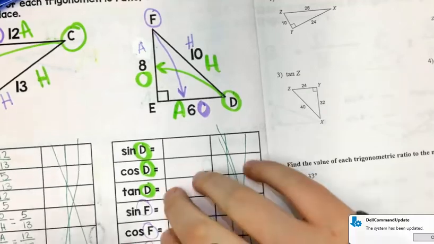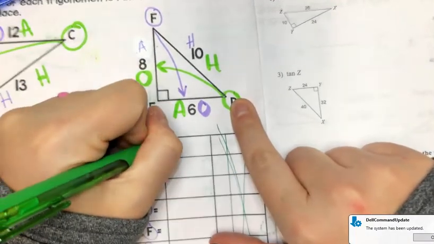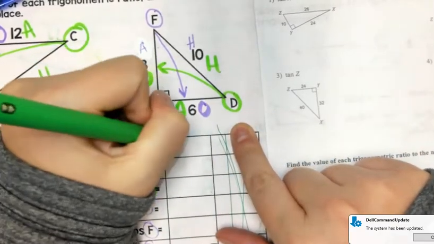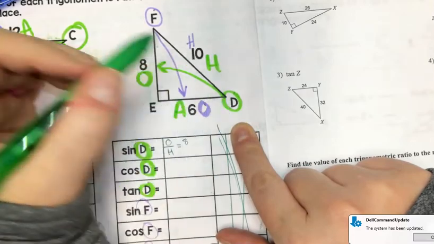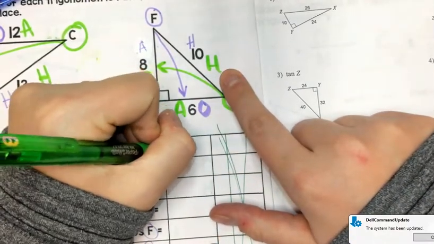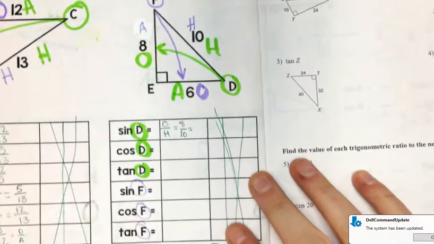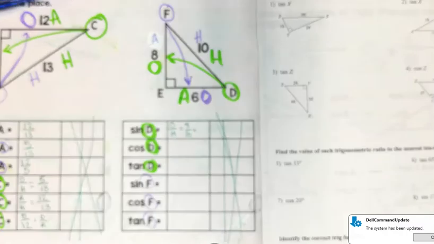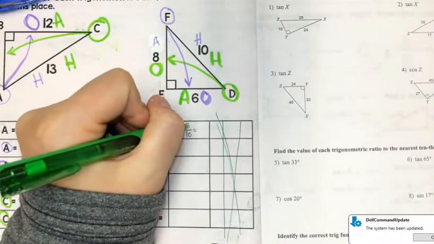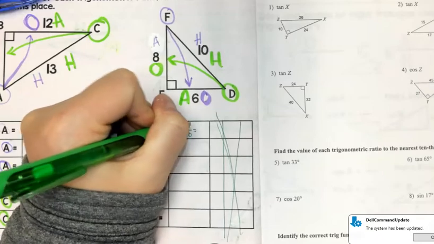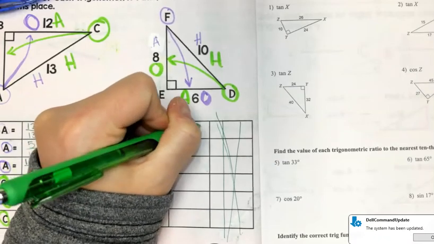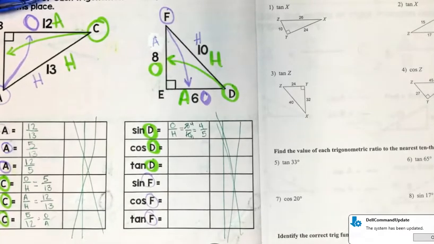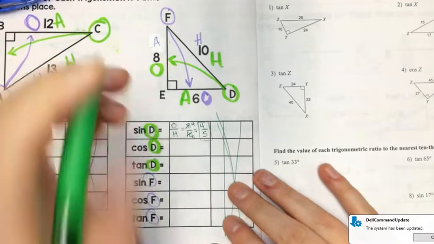Looking at D, D is opposite over hypotenuse, so we need to figure out the opposite of D, which is 8. The hypotenuse is going to be 10. And then you figure out, can it be simplified? In this case, it can. So since this one can be simplified, we need to go ahead and simplify it. We can divide both of these by 2. This would become 4, this would become 5. So we'd end up with 4 over 5. Now it can no longer be simplified, so you're done. Just make sure you're simplifying these ratios.